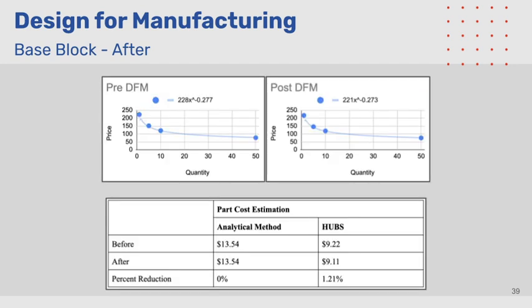A price extrapolation was done based on the hub's prices for 1, 5, 20, and 50 units. The price was extrapolated to 50,000 parts. Additionally, a 20% profit was assumed and taken off of the manufacturing cost for the pre- and post-DfM models. The hub's price before the DfM is $9.22, and the DfM redesign was $9.11. This is a 1.21% reduction between the two models.